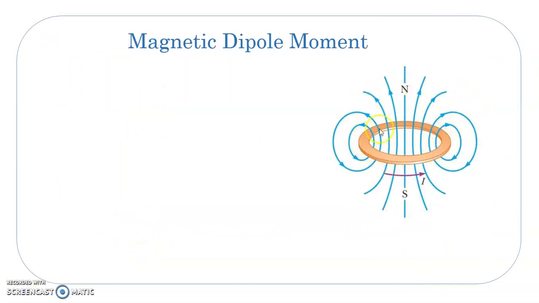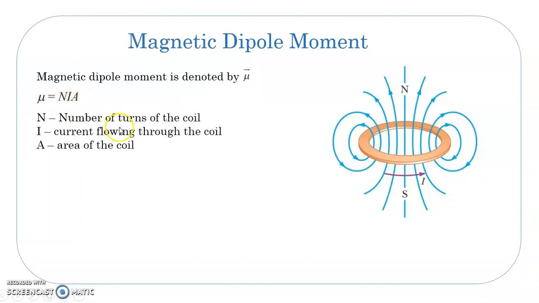We know that a current carrying coil produces a magnetic field around it. So it behaves as a magnetic dipole, and hence we can calculate its magnetic dipole moment, denoted by mu bar, and magnetic dipole moment is a vector quantity. Its magnitude is given as mu = NIA, where N is the number of turns of the coil, I is the current flowing through the coil, and A is the area of the coil.